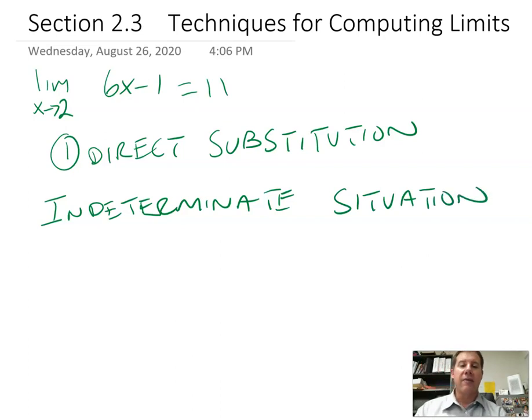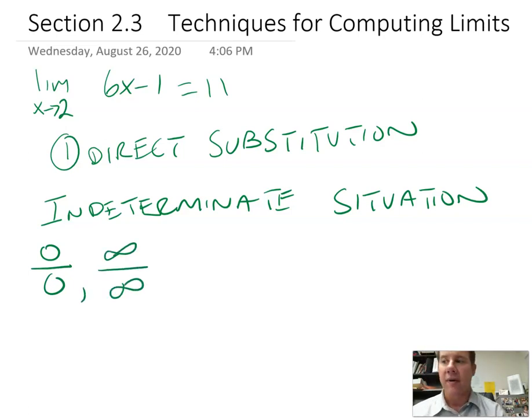Here are some of our indeterminate situations. If I plug in for my limit and I get 0 over 0, or infinity over infinity, these are two of the most common ones we really want to watch out for. These are going to pop up a bunch. But there are others. 0 times infinity is indeterminate. 0 times infinity is not 0, boys and girls. Hate to break it to you.